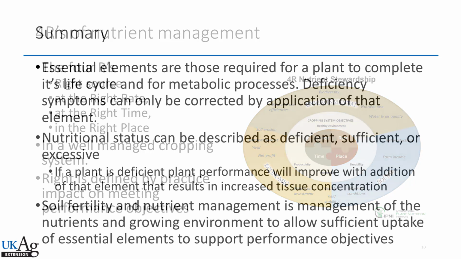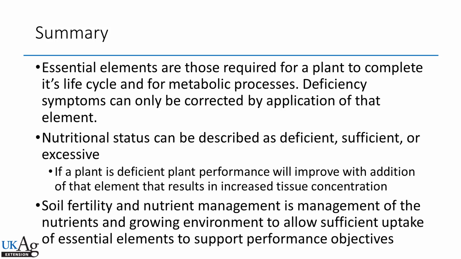So in summary, essential elements are those required for a plant to complete its life cycle and for metabolic processes. Deficiency symptoms can only be corrected by application of that element. Nutritional status can be described as deficient, sufficient, or excessive. Also toxic. If a plant is deficient, plant performance will improve with the addition of that element, and that results in increased tissue concentration. Soil fertility and nutrient management is management of the nutrients and growing environment to allow sufficient uptake of essential elements.